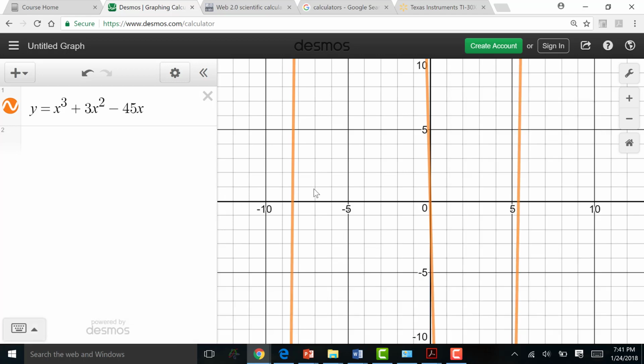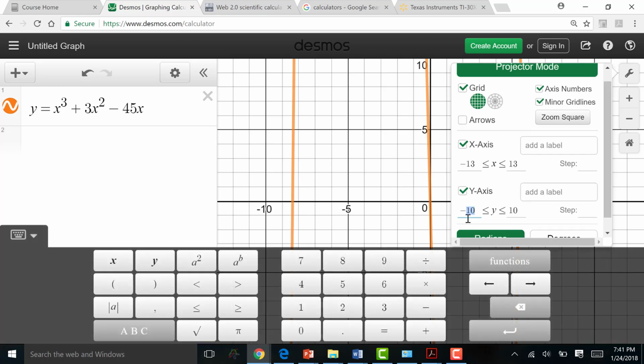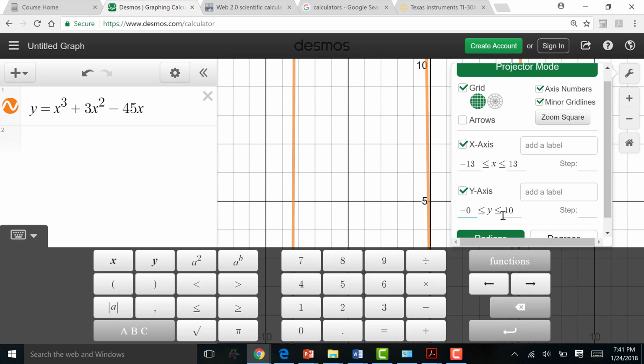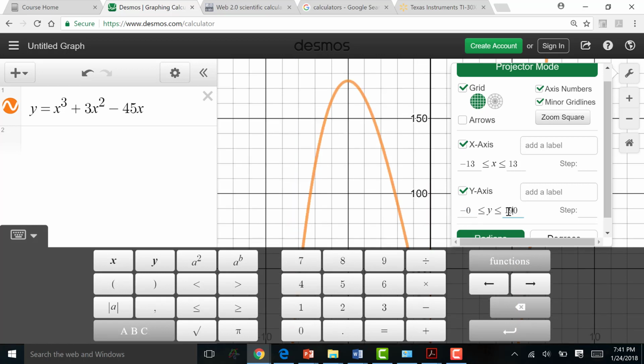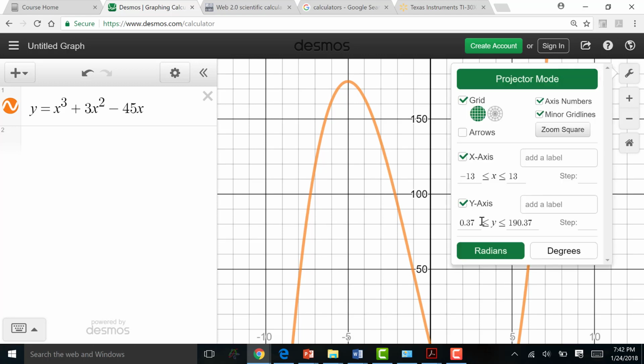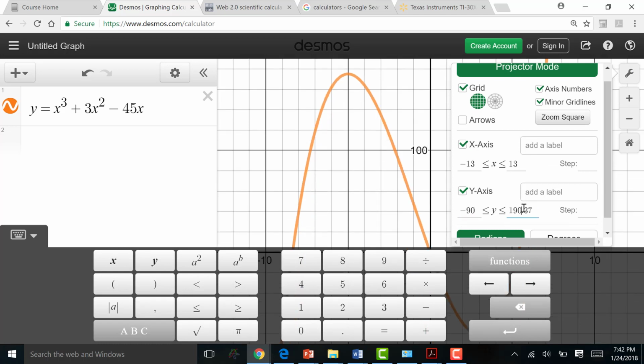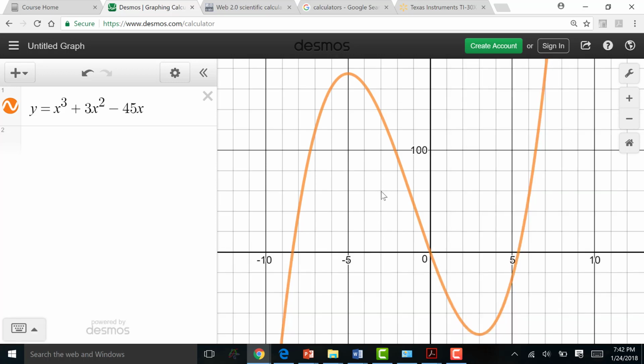Okay, so let's try. Which one do you want to try now? The 190. You want to do 0 to 190? All right, it is 0 to 190. Do you see all of it? No. So you keep plugging in. So let's do negative 90 to 190. That was one of my choices. Can you now see the whole curve?